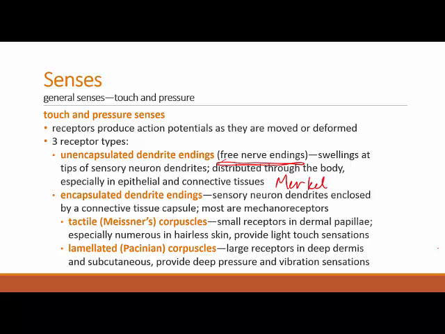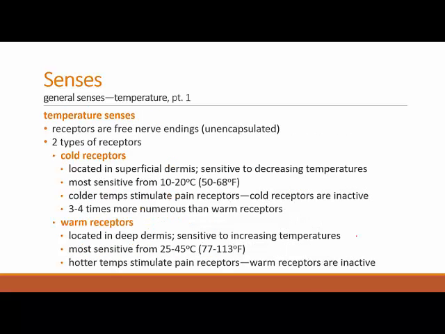The lamellated corpuscles, also known as the Pacinian corpuscles, are larger receptors that are deep in the dermis, and they're surrounded by layers and layers of connective tissue. They provide the sensations of deep pressure and also vibration, and so they can respond to on and off pressures. So those are the touch and pressure senses.